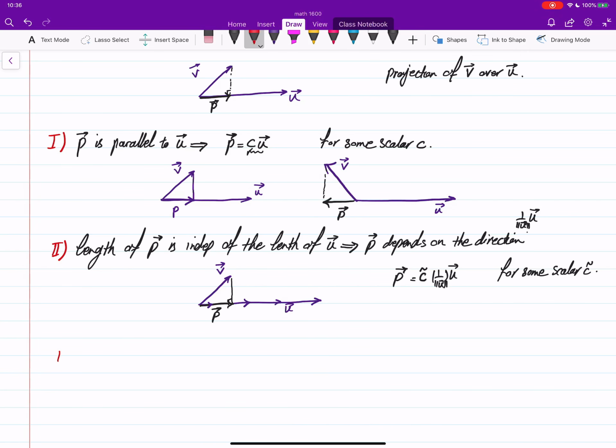That's the second thing. The third thing is that though the length of the vector u doesn't change vector p, the angle between u and v really changes p. So in other words, the angle between v and u plays an important role.